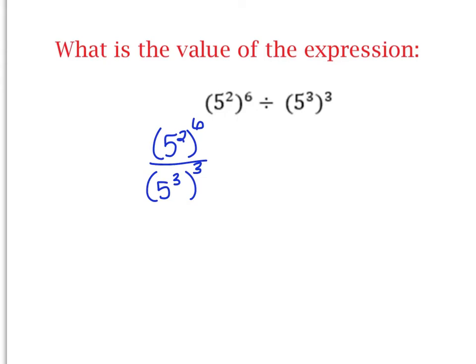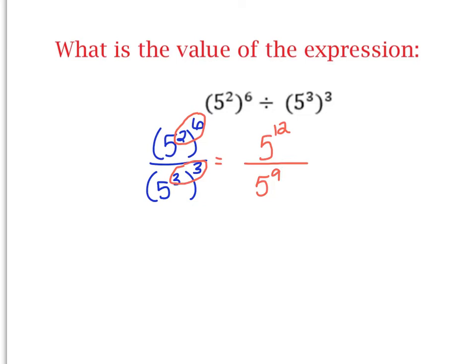Okay, so there's two things I see. I see power to power here, and I see division. So I can simplify both the numerator and denominator. Before I start to divide, I'm going to do that first. Again, this power to power we just reviewed. When we have that, we need to multiply the exponents. My base stays the same, 5, and I do 2 times 6, which I get 12. The bottom, power to power again, so 3 times 3, so I get 5 to the 9th power.